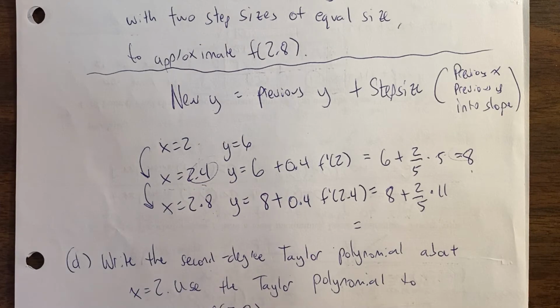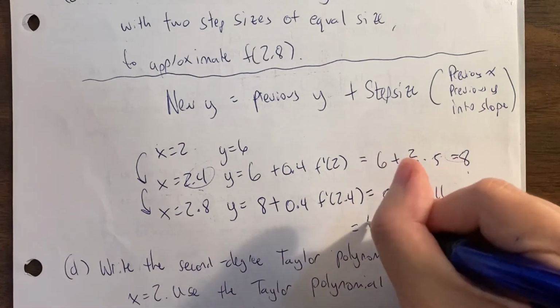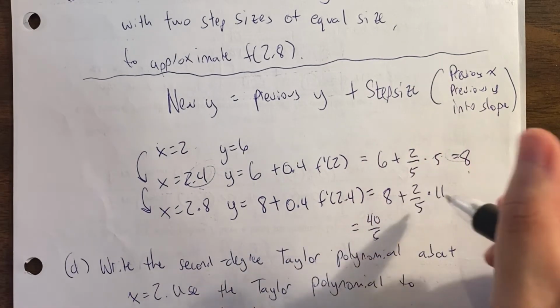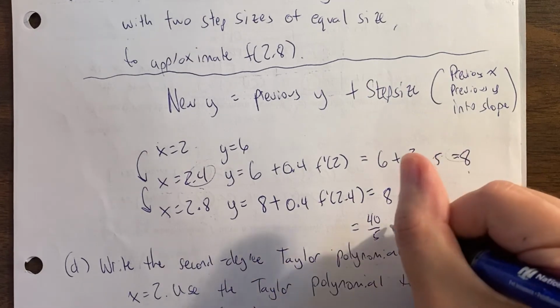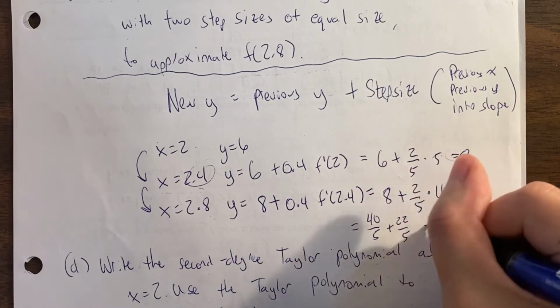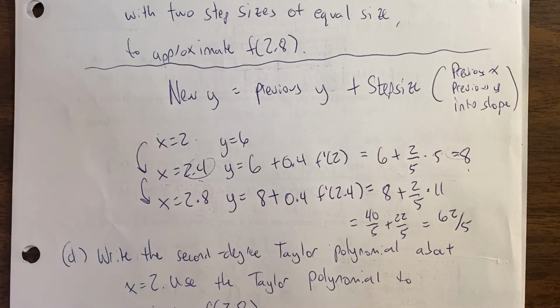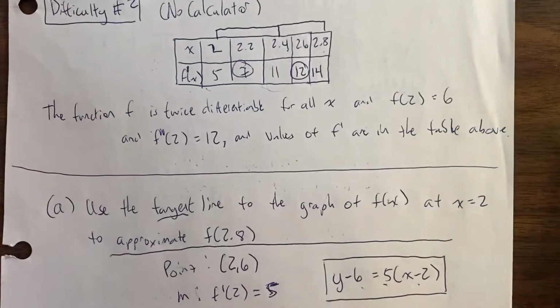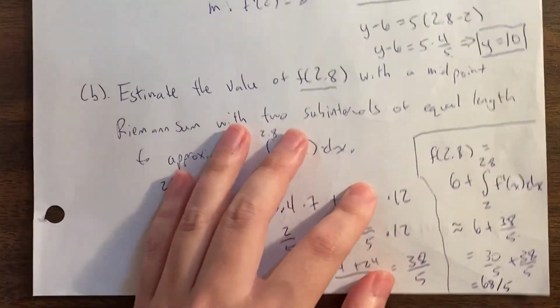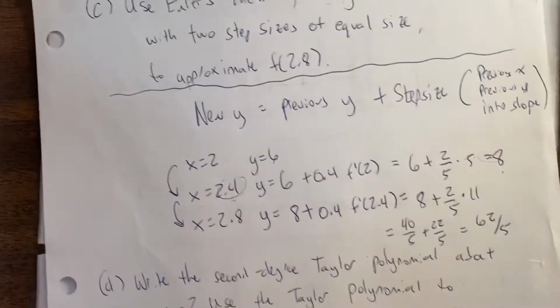I'm good to go. So 8, of course, is 40 over 5. Looks like 2 times 11 is 22 over 5. So you're going to be ending up with 62 over 5. 62 over 5, I think in decimals, is 12.4. And 12.4 is close to our other two numbers, which is pretty good. And so that is the answer.